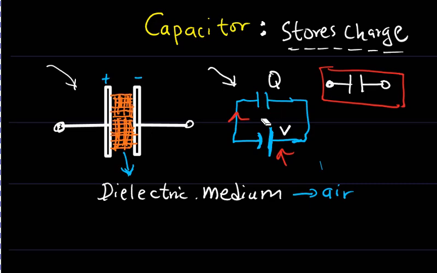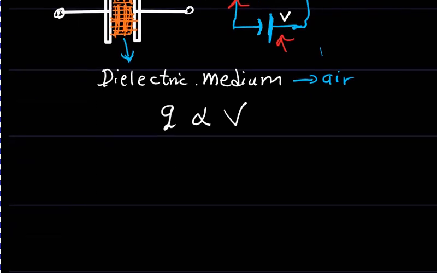Okay, so now the quantity of charge, let me use small letter q since that's what we are familiar with. The quantity of charge, small letter q, stored by a capacitor is directly proportional to the voltage or potential difference that is supplied across it. The higher the potential difference, the more charge it stores.